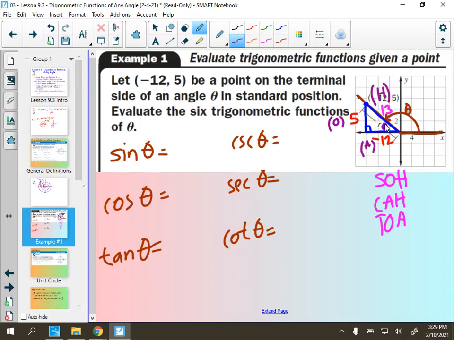So sine is opposite over hypotenuse. So I should end up with a sine of that angle is 5/13. Cosine would be adjacent over hypotenuse. So this is the first time we're seeing a negative cosine, but other than just saying it's negative, I don't think it really means a whole lot to us right now. The cosine of this angle is negative 12/13. And then the tangent is opposite over adjacent, so 5 over negative 12.